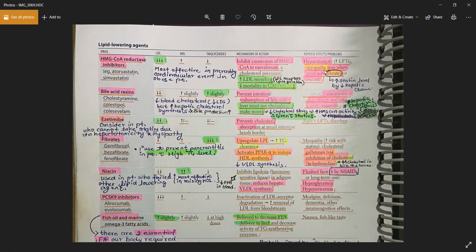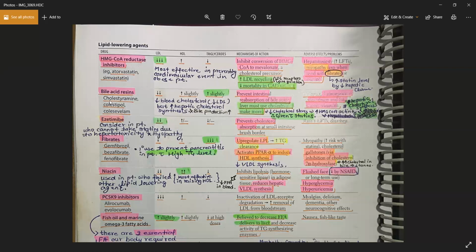Okay, and if you use these drugs with any P450 inhibitor, very important, they can increase the toxicity of these drugs and can cause more myopathy. Okay, very important. And especially if you use these drugs with the fibrates, they can cause myopathy again.